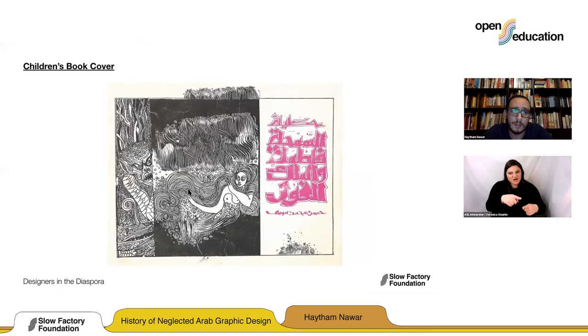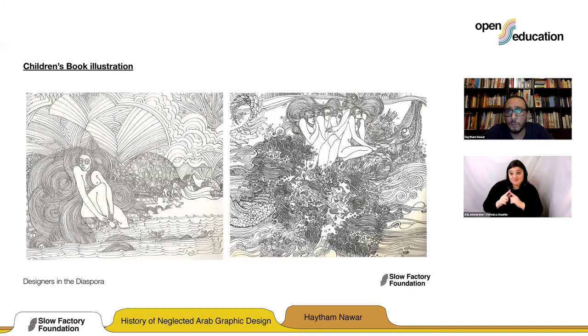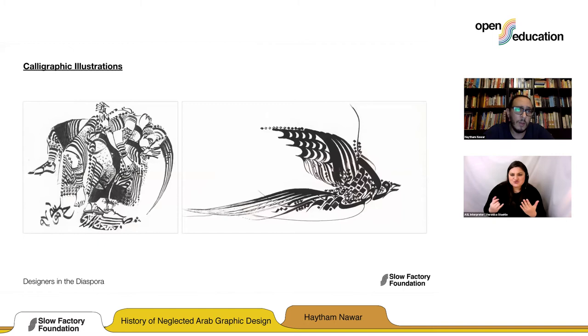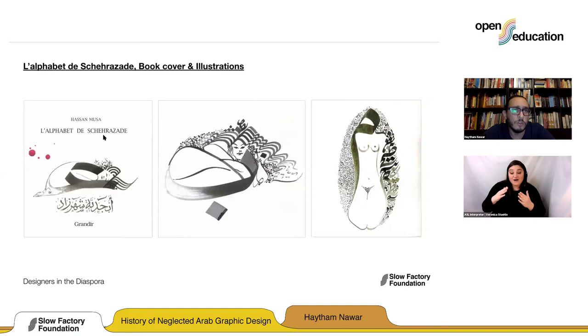And that was in the 70s. And then this is some of the illustrations from the same book, beautiful illustrations. And then he left Sudan and moved to France, especially to Marseille, to the south of France. And he actually established with his wife a publishing house, and he did beautifully use Arabic calligraphic style to illustrate.